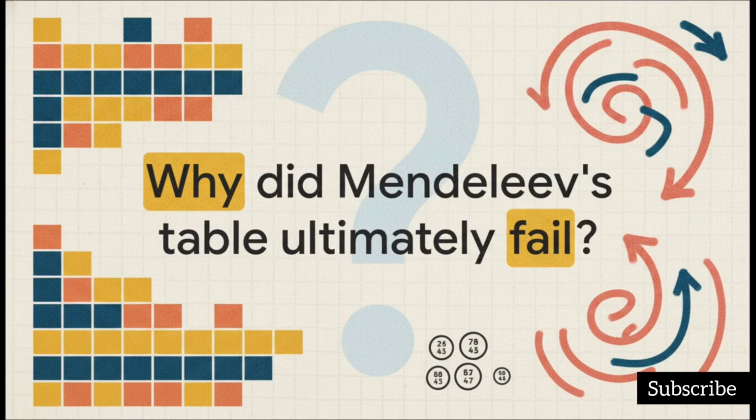Okay, let's just dive right into this. Mendeleev's table was a total game changer for its time and hugely successful. But scientists eventually realized it had some pretty serious limitations. So why did it ultimately hit a wall? Well, it came down to a fundamental flaw in the foundation. Arranging elements by atomic mass was simply not the correct basis for classification, and it created too many inconsistencies that chemists just couldn't ignore anymore.